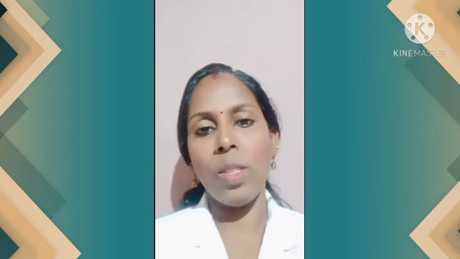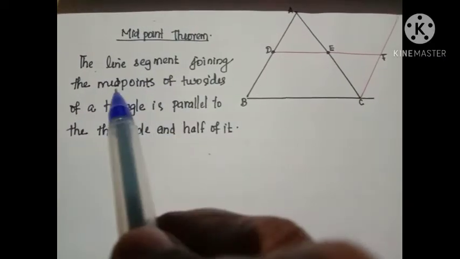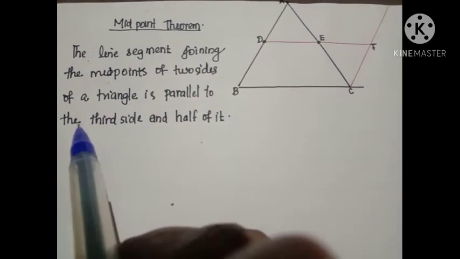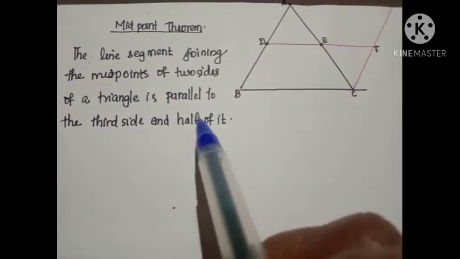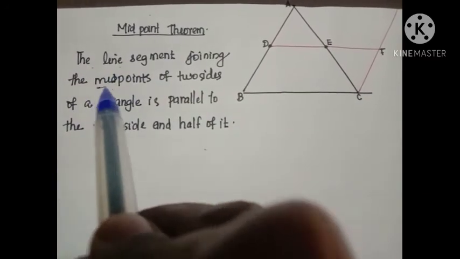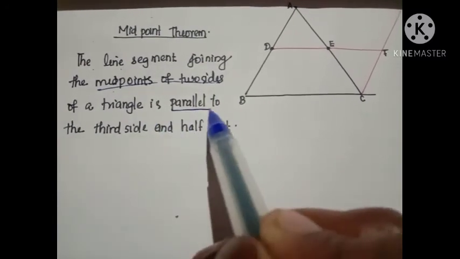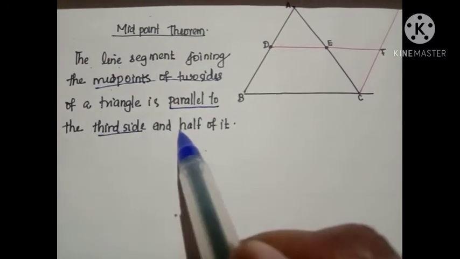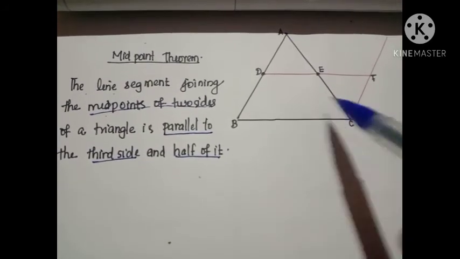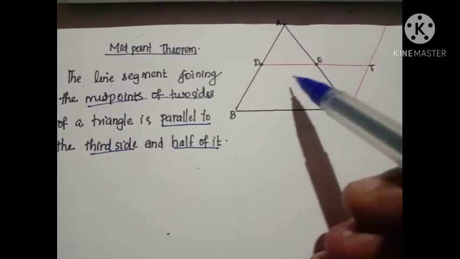Okay, let's watch. Theorem: the line segment joining the midpoints of two sides of a triangle is parallel to the third side and half of it. Okay. The line segment joining midpoints of two sides of a triangle is parallel to the third side and half of it. See, this is a triangle ABC and all the others are our constructions.